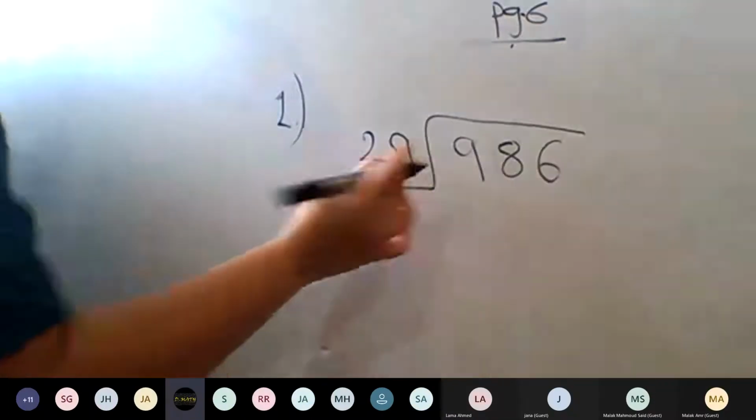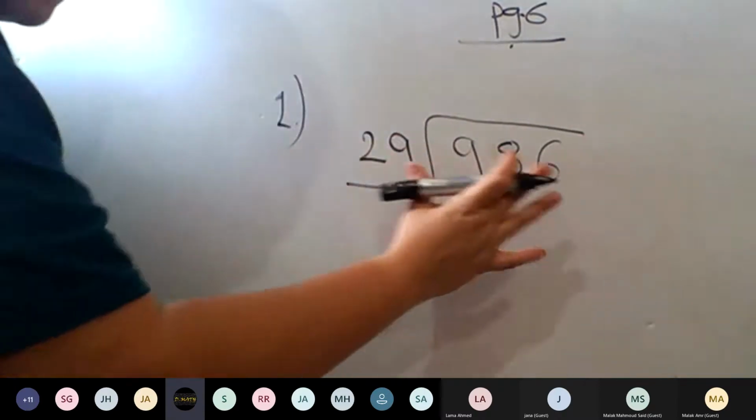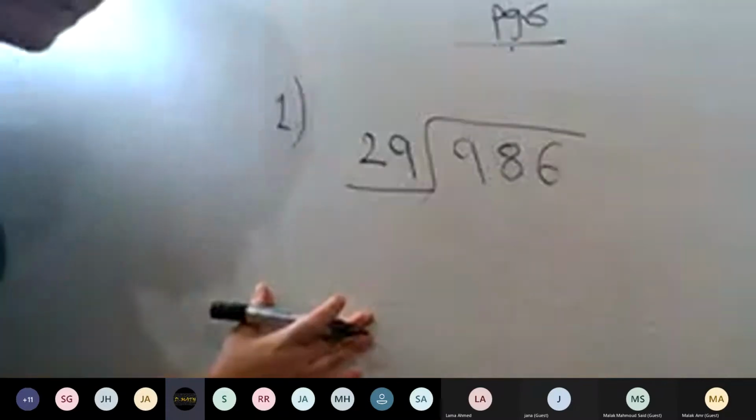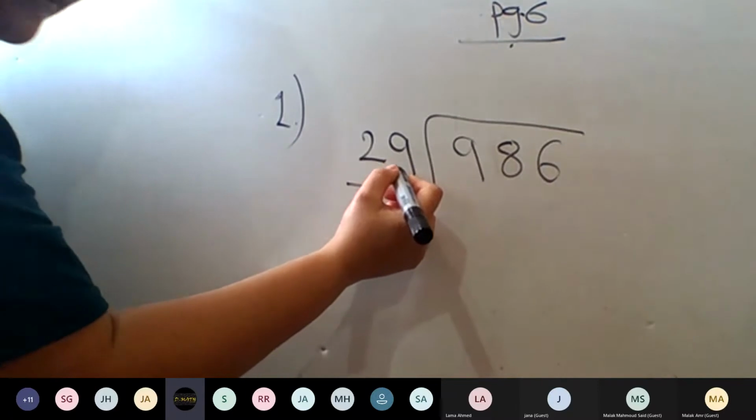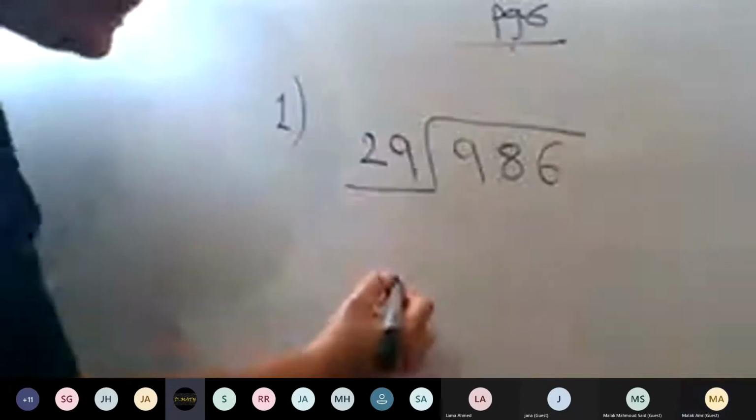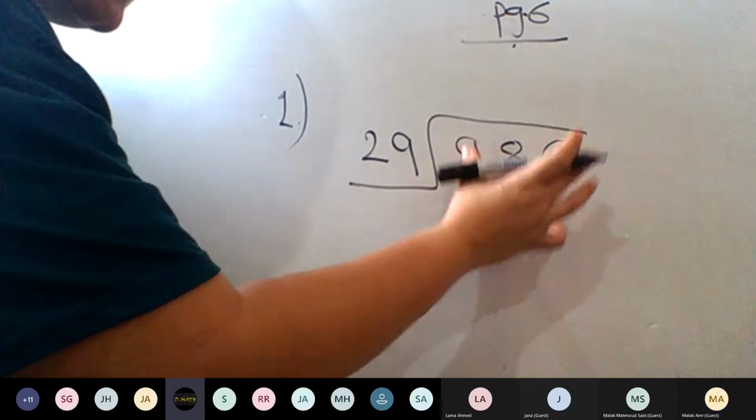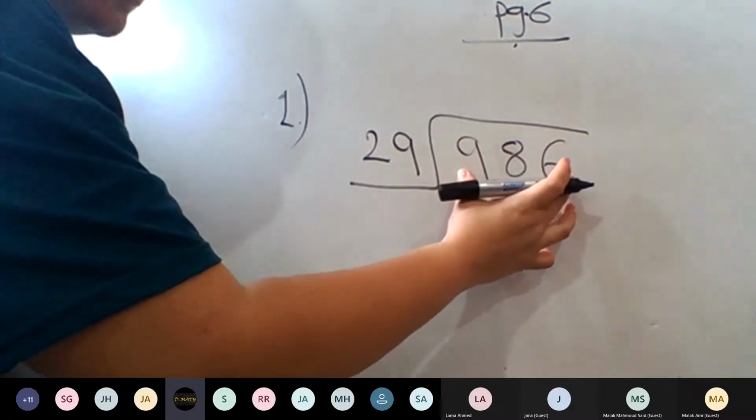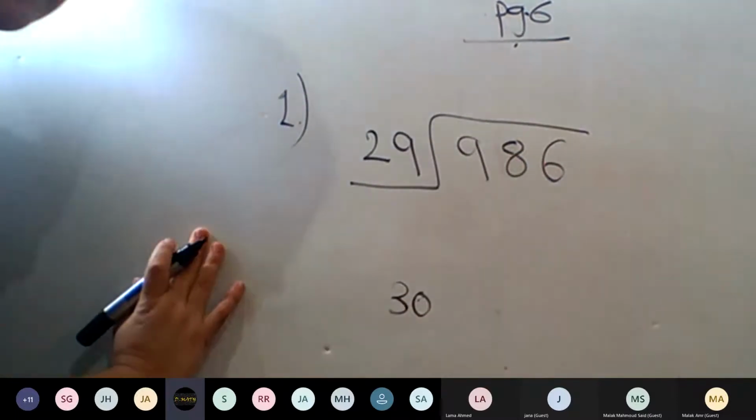986 divided by 29. The first step, as I told you before, is to divide using compatible numbers. You want to estimate 29. So let's estimate 29 as 30. Then I look at the dividend, try to estimate it, and find a number that is closest to 986 and can be divided by 30.